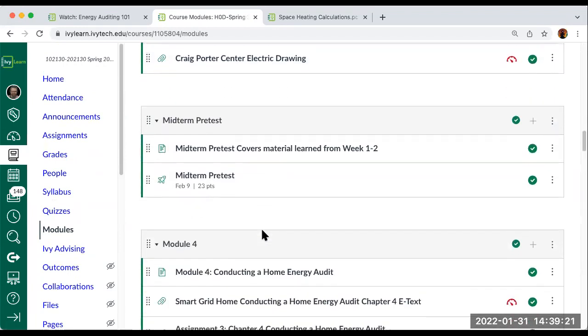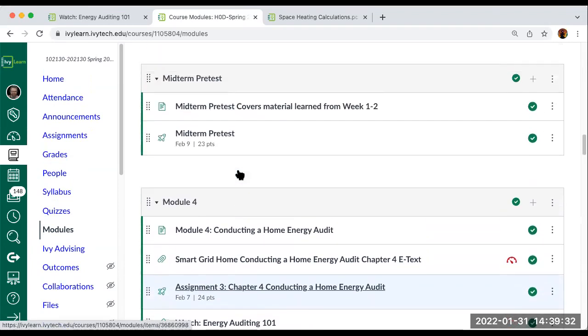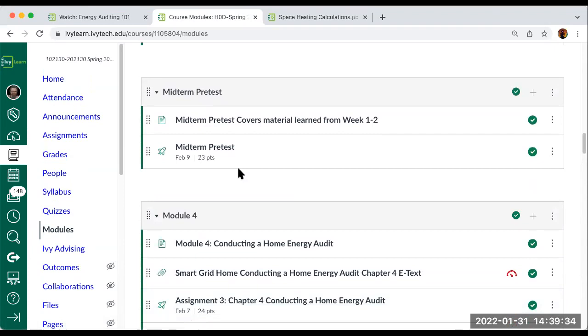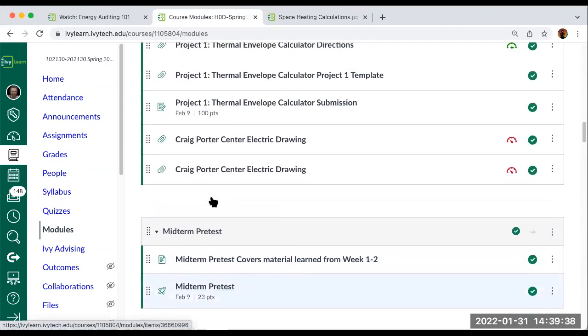But that is all that I have today. So what you guys need to work on is just look at your due dates. You've got until February 7th to get assignment 3 done. You could get that done pretty fast today. It's not a hard one. Once you get all that stuff done, then move to your midterm.